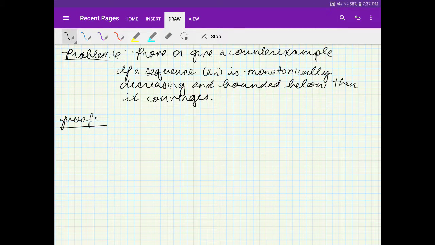This is my Math 420 Advanced Calculus Exam 1 Superset Problem 6. Prove or give a counterexample: if a sequence a sub n is monotonically decreasing and bounded below, then it converges.